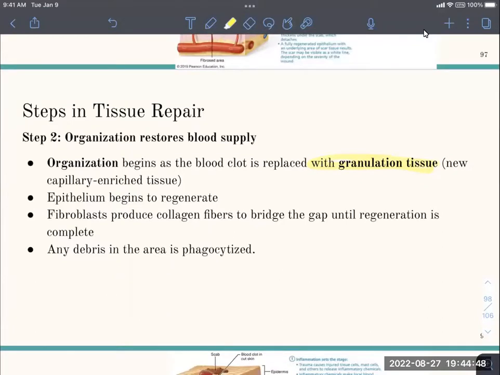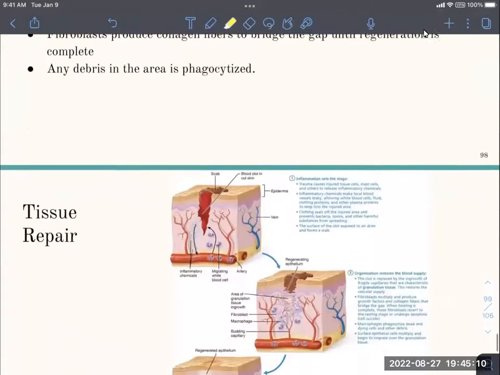Fibroblasts, that make the connective tissue underneath, actually start secreting collagen fibers. So they start to build that gap, that bridge between the two sections that were cut. And any debris gets phagocytized by those macrophages.